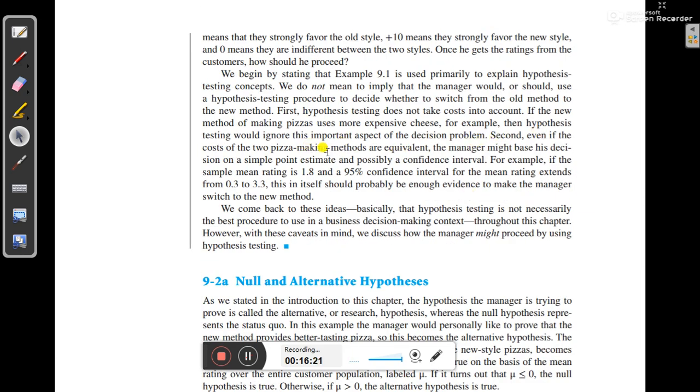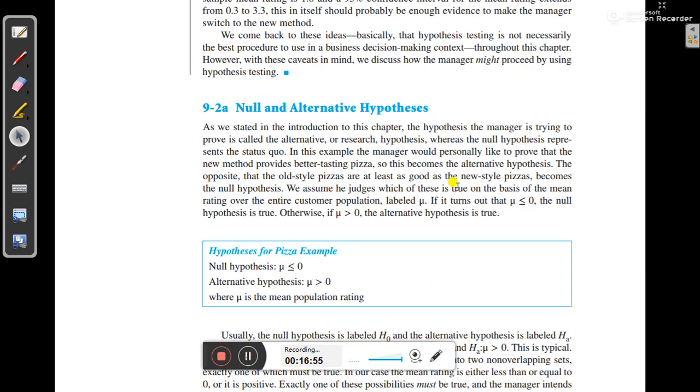Here you can see, if the costs of the pizza making methods are equivalent, the manager might base his decision on a simple point estimate, possibly a confidence interval. For example, if the sample mean rating is 1.8 and the 95% confidence interval for the mean rating extends from 0.3 to 3.3, this in itself should probably be enough evidence to make the manager switch to the new method. So again, go back to this part.